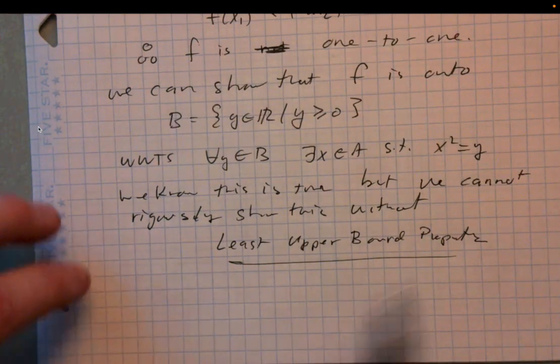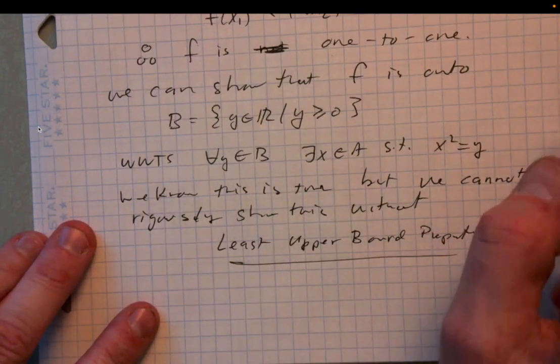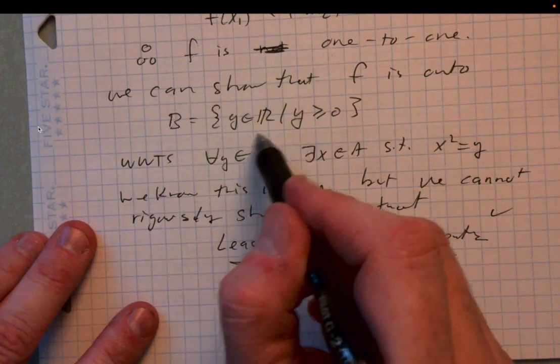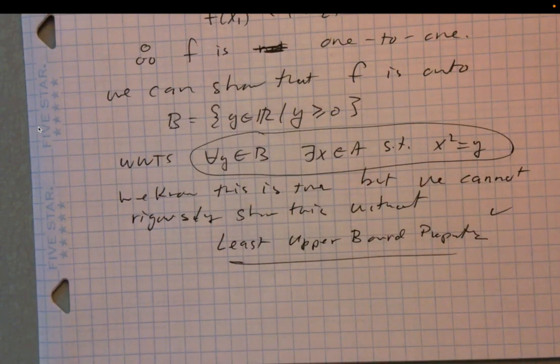Right, so we're going to have to pause on this one, but I do encourage you to think about how you might show that this is true. To rigorously demonstrate it, you do need something called the least upper bound property, which is the subject matter of the next section.